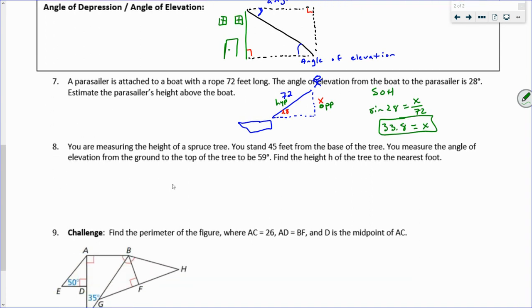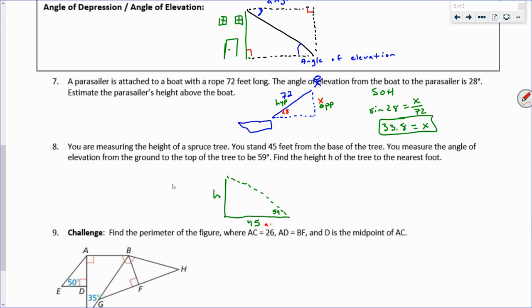You're measuring the height of a spruce tree. Put a tree up. You stand 45 feet from the base of the tree. Measure the angle of elevation. Why would anybody do that? I don't know, but here we are in math class. 59 degrees. Find the height, h.